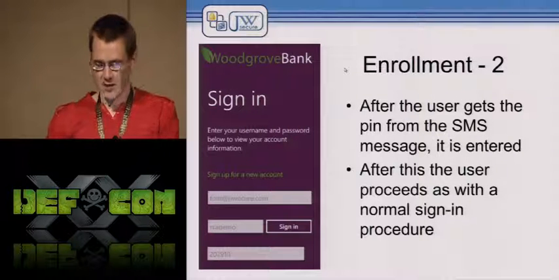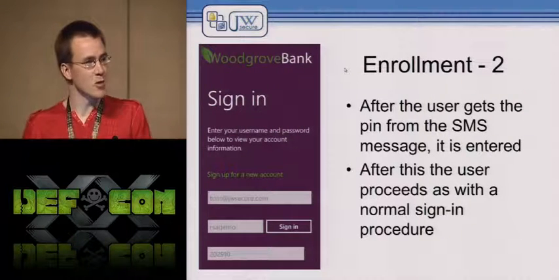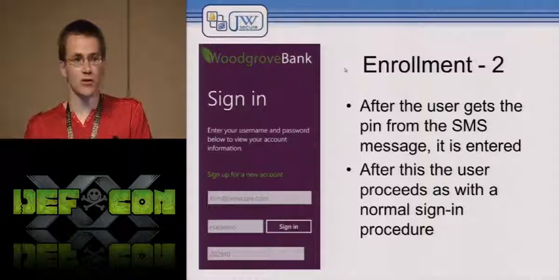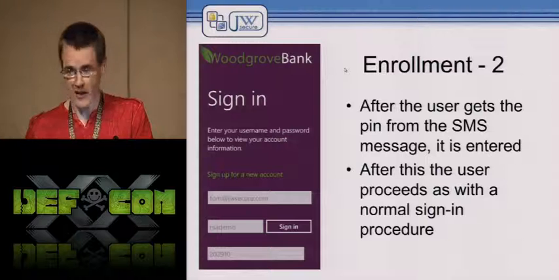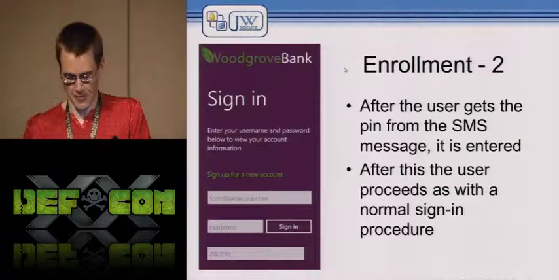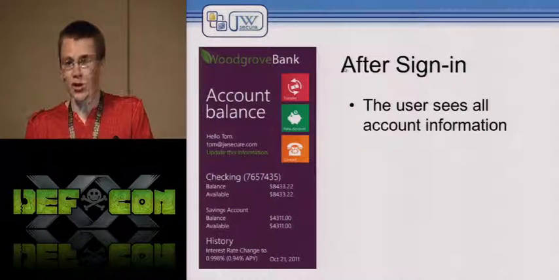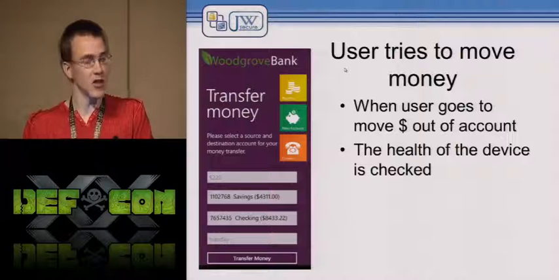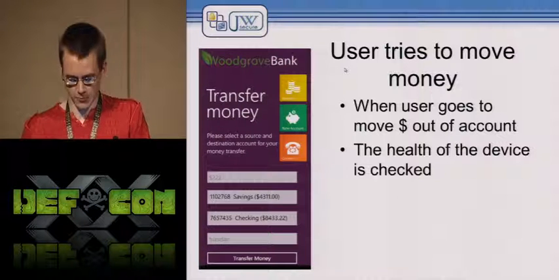In order to bind the device to the user, the bank sends a text message with a one-time PIN. The user enters that PIN along with their existing username and password. And again, this is for the one-time device setup. Now the user has read-only access to their checking account. The account balance information is visible. However, in order to transfer money, we want to do this additional security checking.